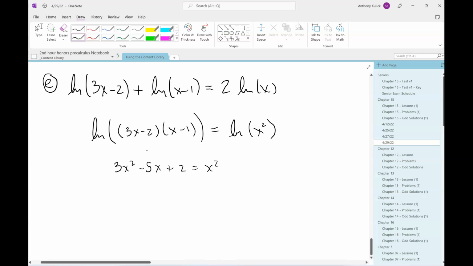Quadratic equation. What do I have to do to solve a quadratic equation? I have to do something first. You have to make it equal 0. So subtract x squared from both sides. To solve a quadratic, we can either factor or use the quadratic formula.